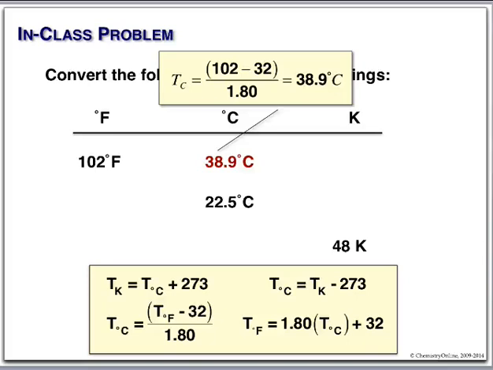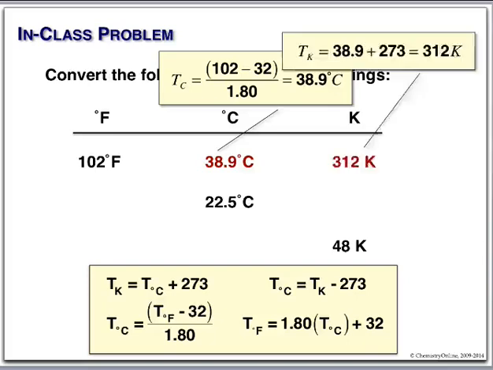Now, convert 38.9 centigrade to Kelvin. Kelvin is centigrade plus 273. Well, that's simple enough. I can do it. Three significant figures, 312.